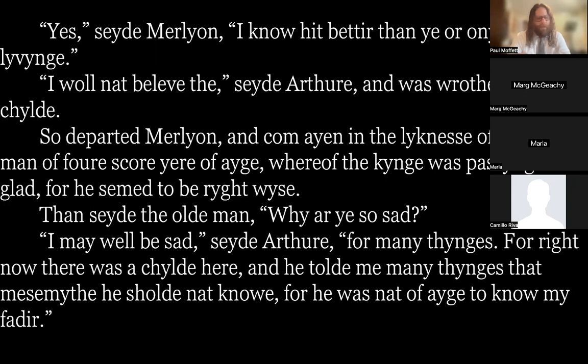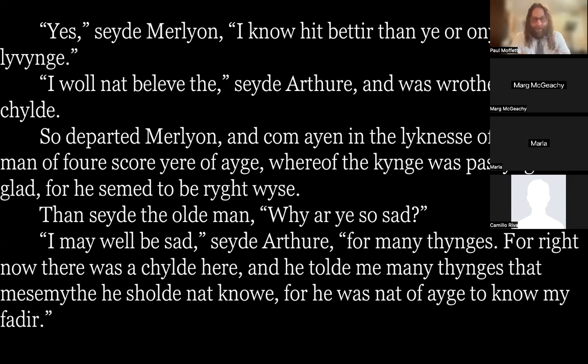Then said the old man, "Why are you so sad?" "I may well be sad," answered Arthur, "for many things. For right now was a child there, and he told me many things that meseemeth he should not know, for he was not of age to know my father."